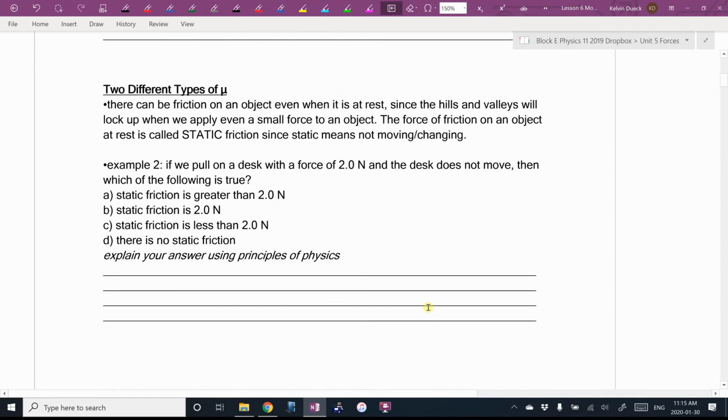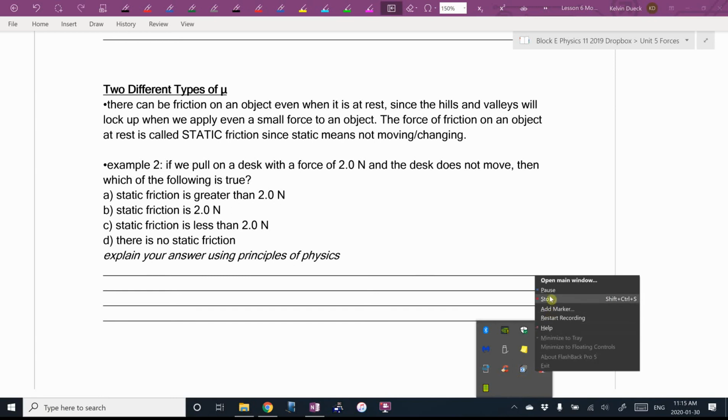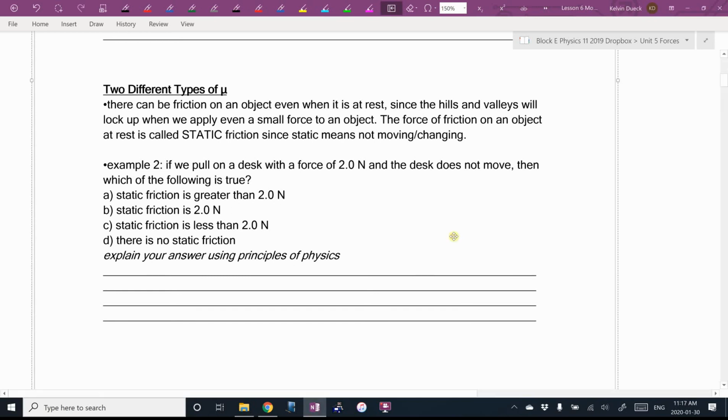We want to explain something else. I'm going to pause the video for a second. There's technically two different types of coefficients of friction. One is called static friction. That's when the object is at rest, and that mu is usually a little bit bigger than the mu once you get it moving. Once you get it moving, the mu is called kinetic friction.